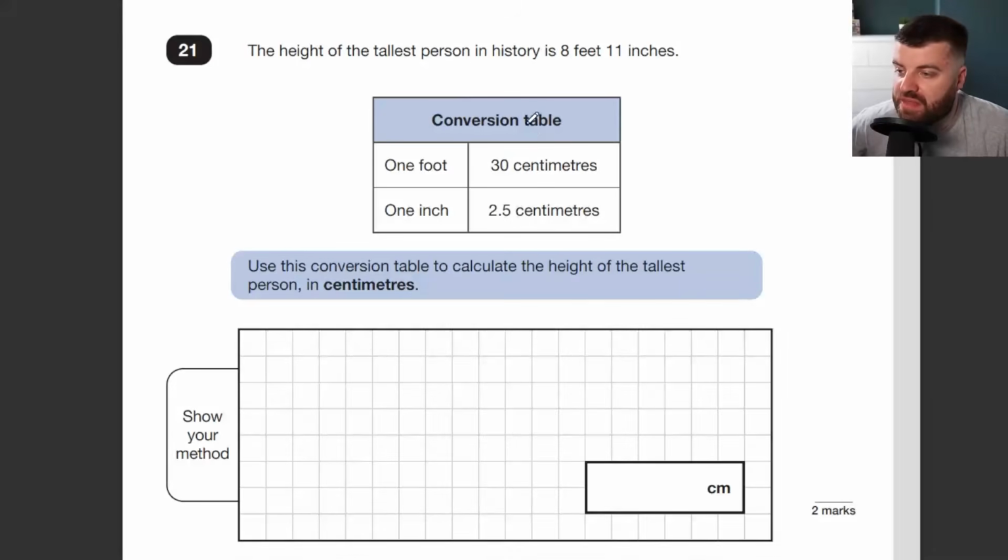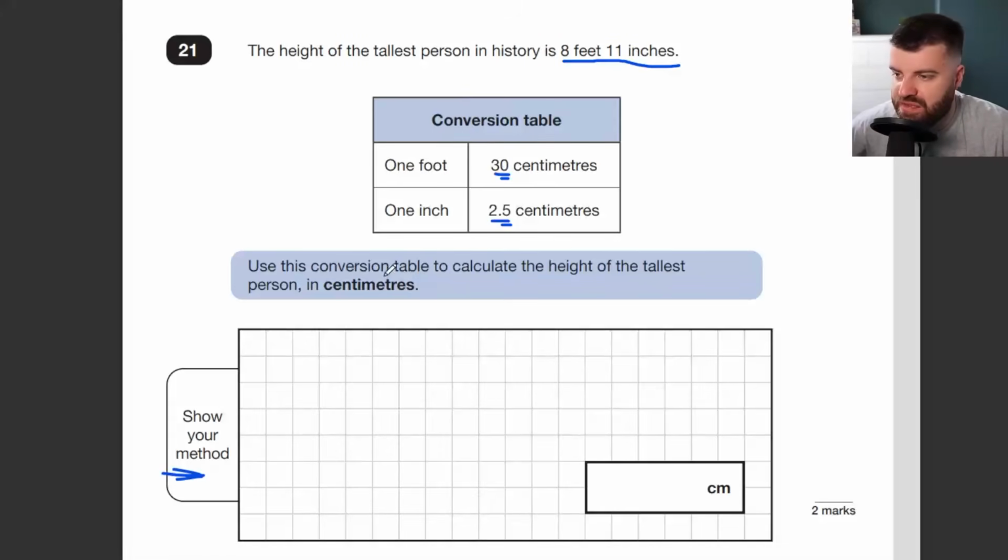Question 21. The height of the tallest person in history is 8 feet 11 inches. Oh my goodness, they'd be very good at basketball. Conversion table. 1 foot is 30 centimeters. 1 inch is 2.5 centimeters. Use this table to calculate the height of the tallest person in centimeters. Show your method. Do it.